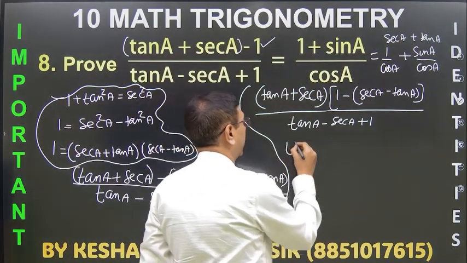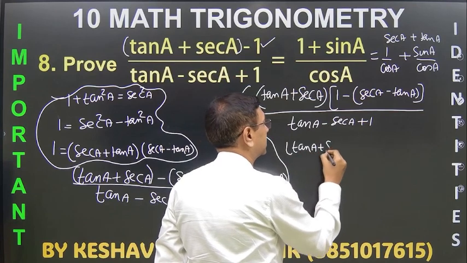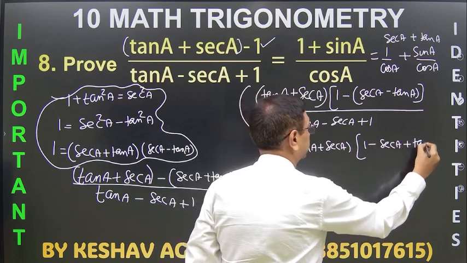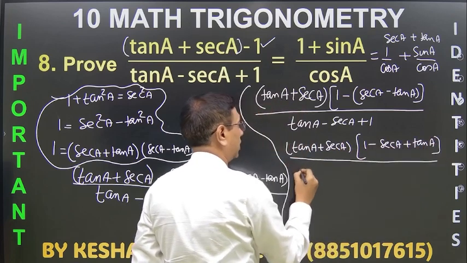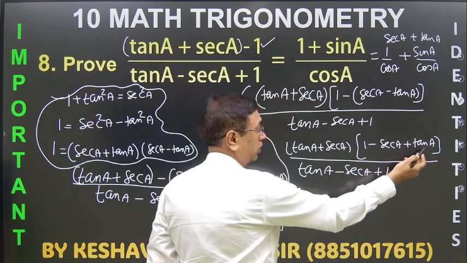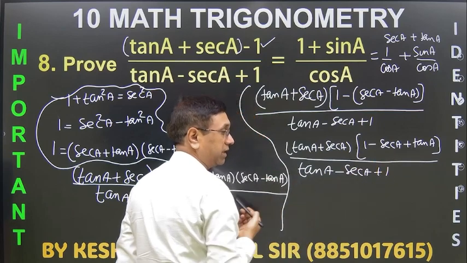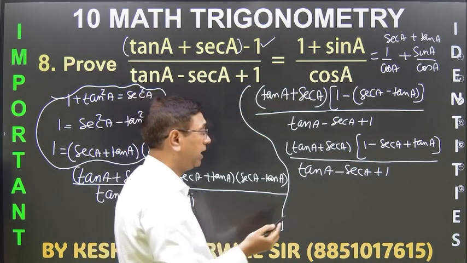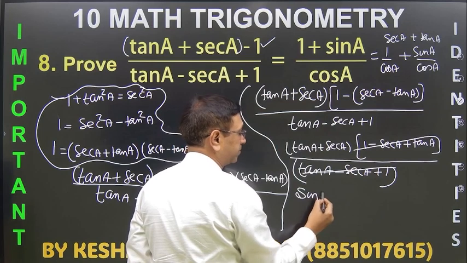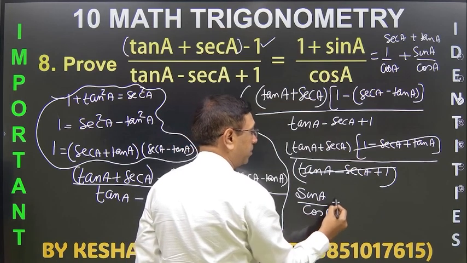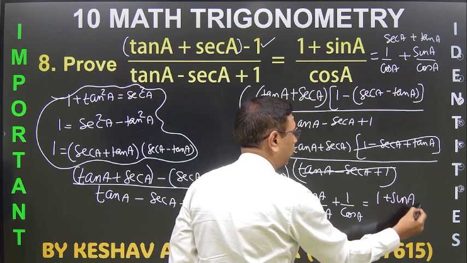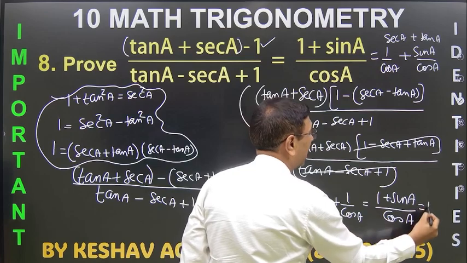So now tan A plus sec A, into 1 minus sec A plus tan A, upon tan A minus sec A plus 1. So tan A minus sec A plus 1, and the same thing is here. I told you it will adjust automatically, so this entire thing gets cancelled. What is tan A plus sec A? Sin A by cos A plus 1 by cos A, and that is the answer which they wanted. See, I have got it in the same form.